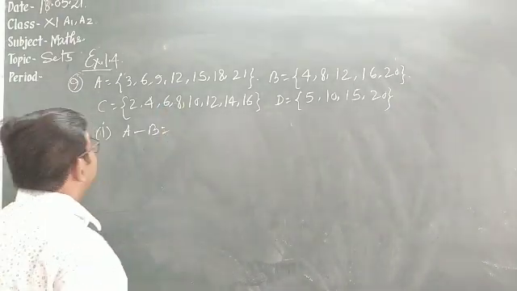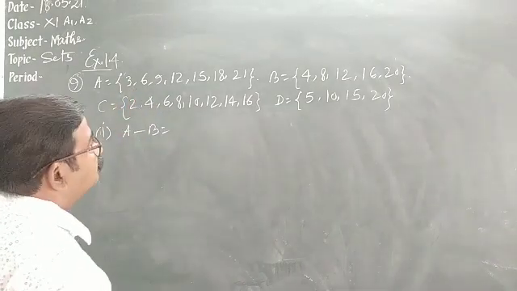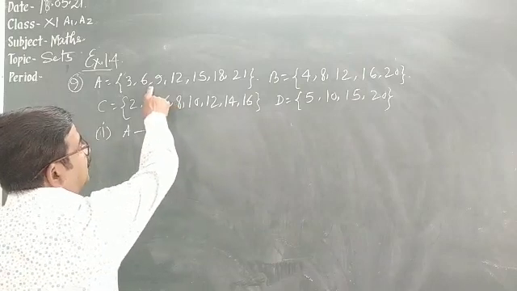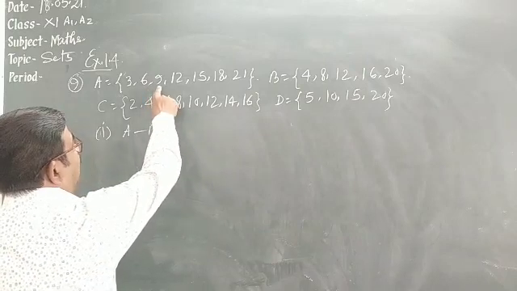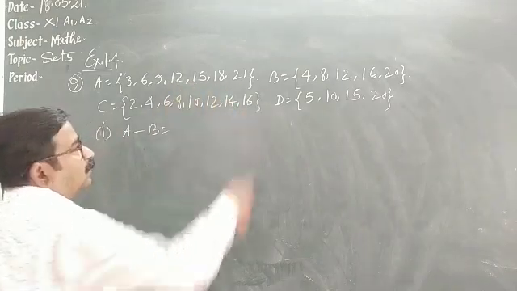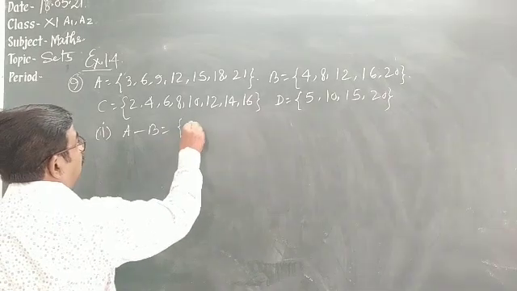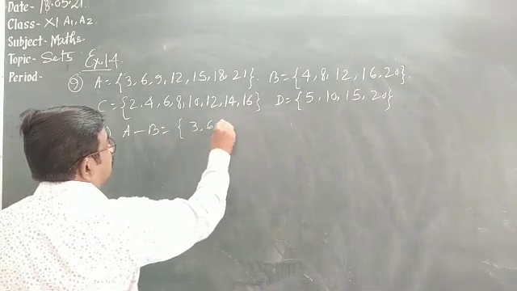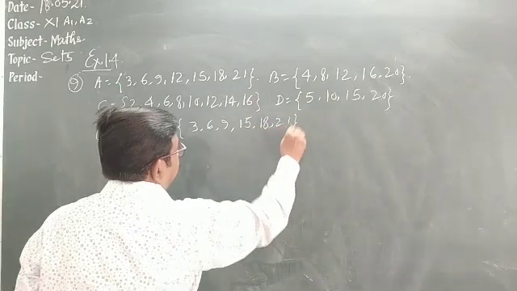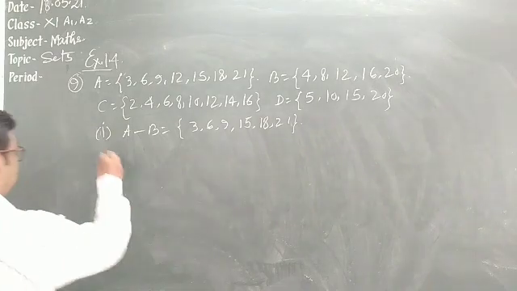We see that here 3 is not found and 6 is not found, 9 is not found, 15 is not found, 18 is not found, only 12 is common in both. So what are the elements? We have 3, 6, 9, 15, 18 and 21.